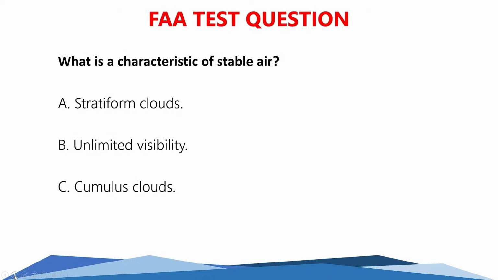All right, let's look at one of those potential test questions. And I'm double checking. Looks like the poll matches up here. What is a characteristic of stable air? Is it A, stratiform clouds, B, unlimited visibility, or C, cumulus clouds? Now, of course, one of these is going to be correct, and the other two are going to be associated with, obviously, unstable air.